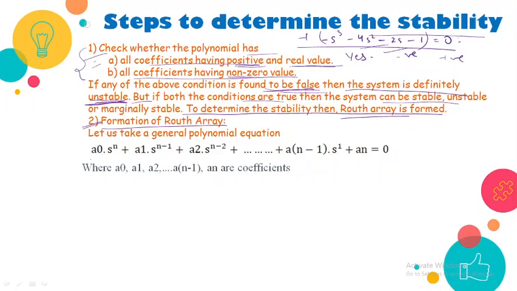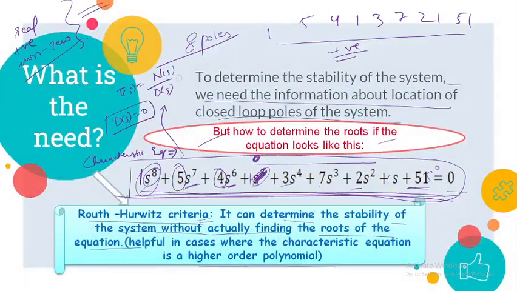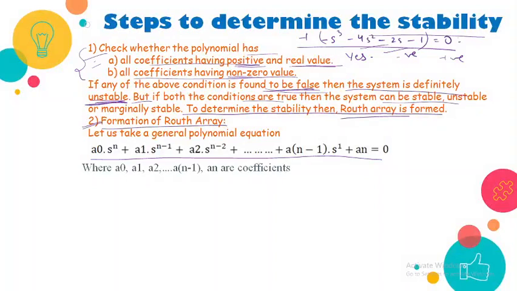So we have taken a general polynomial equation over here. This is a generalized polynomial equation. जैसे अभी ये वाला equation देखा था. We have some coefficient s to the power 8 plus some coefficient s to the power 7 and so on. So any general equation can be written as a0 s to the power n, where a0 is the coefficient of s to the power n, plus a1 s to the power n minus 1, a2 s to the power n minus 2 and so on. It can go till a(n-1) s to the power 1 plus an, which you can write as s to the power 0. So this can be your general polynomial equation.